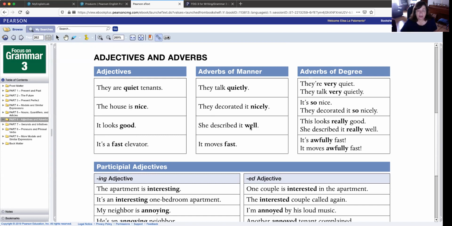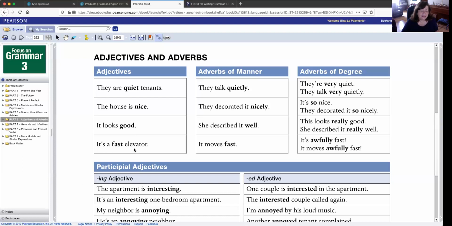She described it well. Over here, this looks really good. Here is an adverb of degree saying how good it is, how much. Okay, this looks really good. She described it really well. The word really is telling us how well she described. Okay, this is an adverb describing an adverb. Okay. And let's go to the next one.